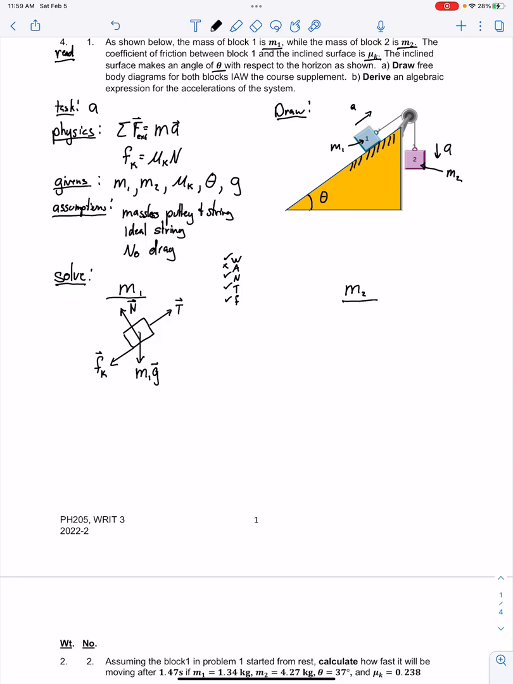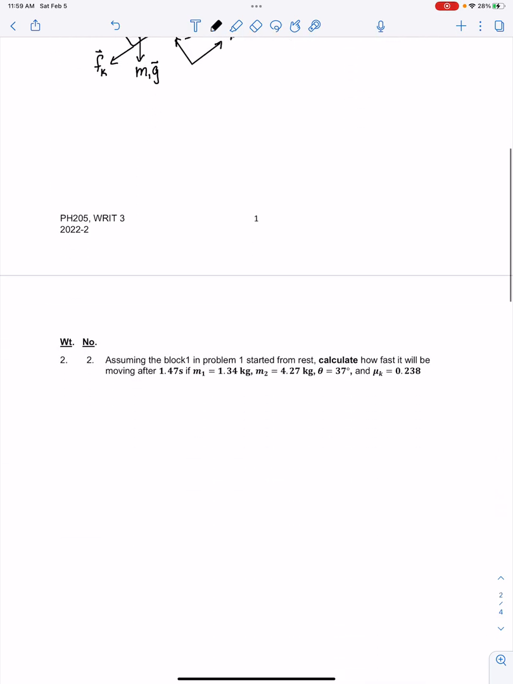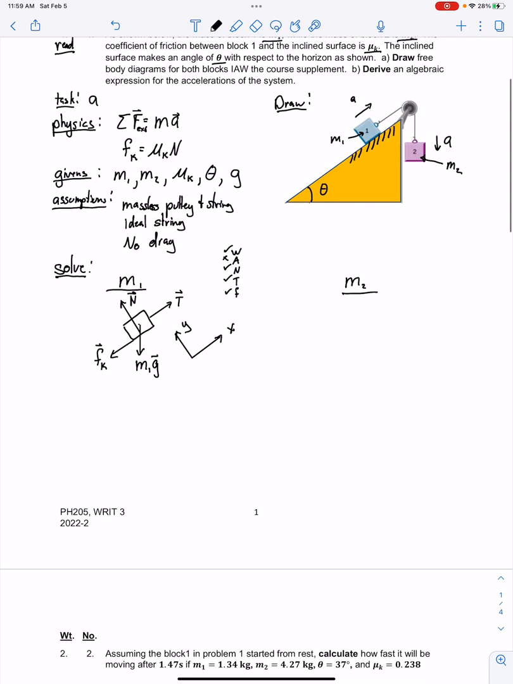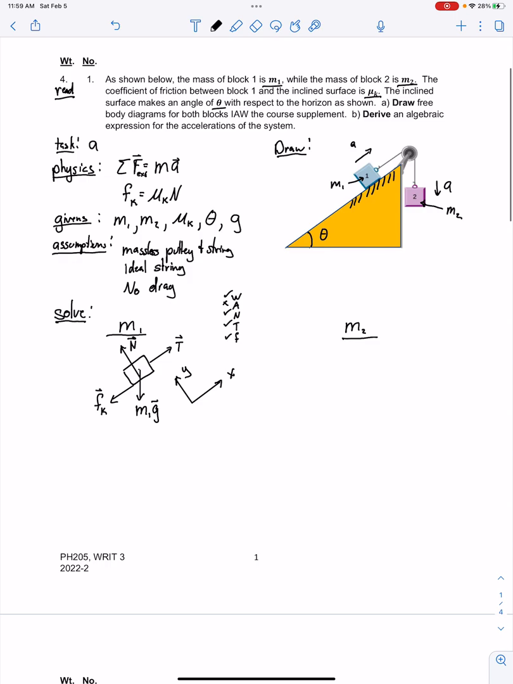So we need to pick, we assigned acceleration up the ramp as being positive, so we're going to make that our positive x direction. So here's our y, here's our x, and this object is accelerating up the ramp. And if we get it wrong, when we plug in numbers, which we eventually do back on number 2, we'll get a negative number, so it's not a big deal.